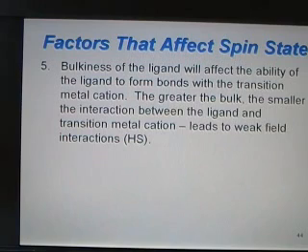Factor number 5 is that the bulkiness of the ligand will affect the ability of the ligands to form bonds with the transition metal cation. The greater the bulk, the smaller the interaction between the ligand and the transition metal cation. This leads to weaker interaction, so you get a high spin state. High spin, remember, is where you have less splitting of the d orbitals, and if your ligand isn't bonding very well to your metal cation, you're not going to get a tremendous amount of splitting of the d orbitals. So you should get a high spin state.